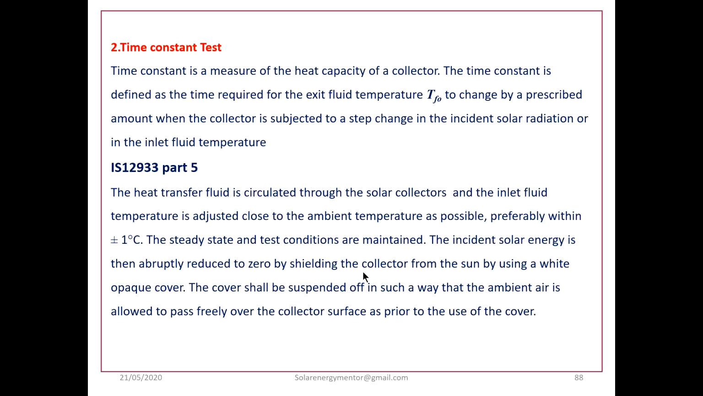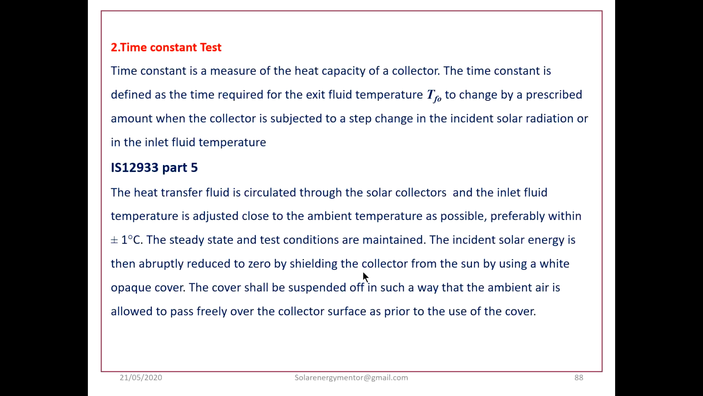Time constant is defined as the time required for the exit fluid temperature T_FO to change by a prescribed amount when the collector is subjected to a step change in the incident solar radiation or in the inlet fluid temperature. Now IS 12933 part 5 prescribes to vary the inlet fluid temperature rather than the solar radiation intensity, because solar radiation intensity is a parameter which is not under manual control. That's why the Indian standard doesn't specify changing the solar radiation intensity in the time constant test.